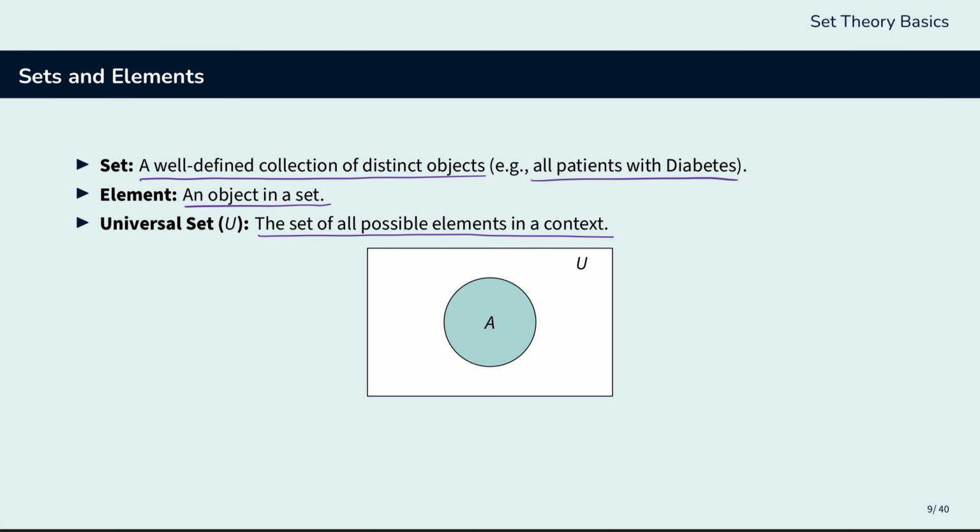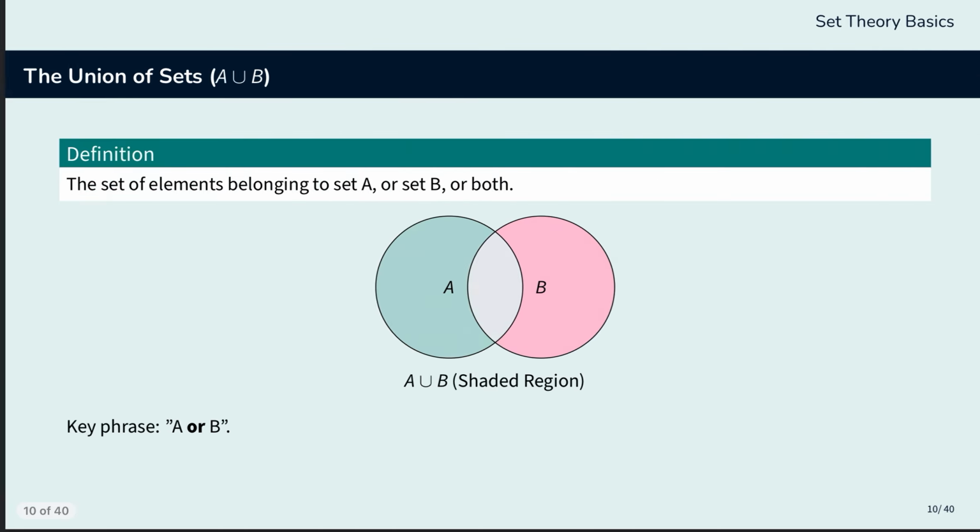For example, if there are n elements in a universal set, then some of them pertain to that particular set A. So U represents all the available elements or all the available objects in a context.